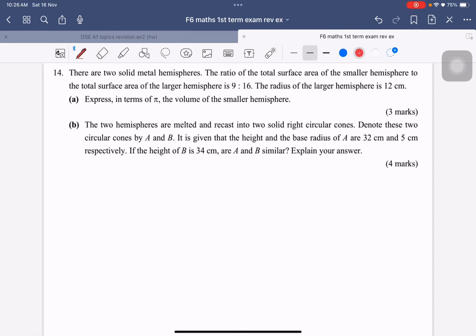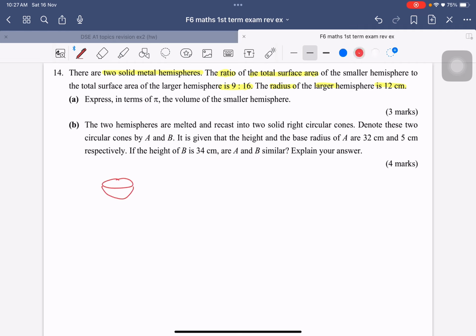In question 14, we're going to talk about mensuration and similar figures. First of all, we have two solid metal hemispheres, and the ratio of their total surface areas is 9:16, and the radius of the larger one is 12. So we try to draw these figures out.